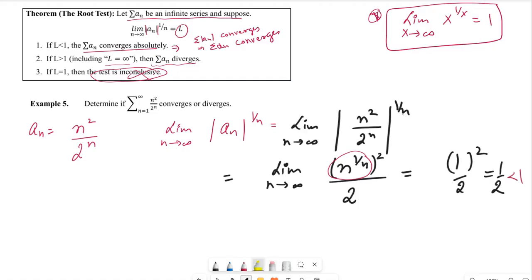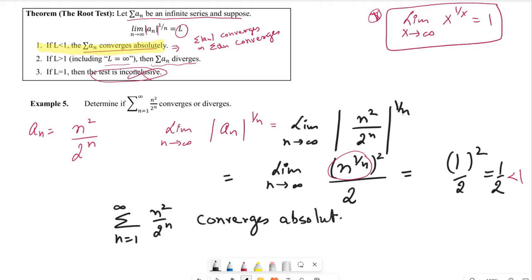So we have our first case. This series, sum from n equals 1 to infinity of n squared by 2 to the n, converges absolutely using the root test.